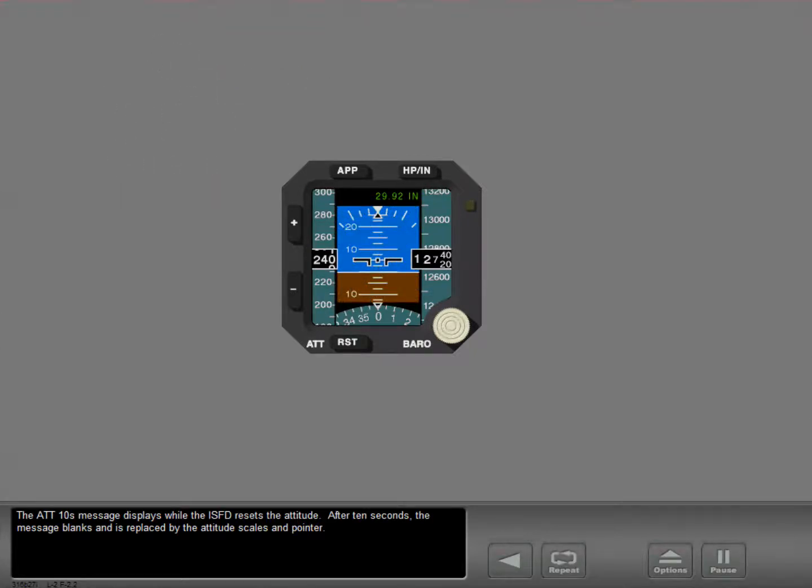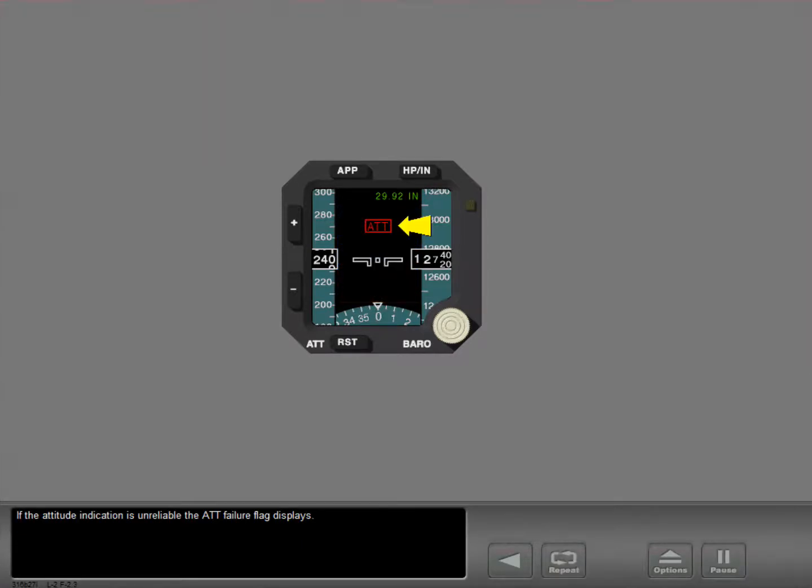The attitude 10-second message displays while the ISFD resets the attitude. After 10 seconds, the message blanks and is replaced by the attitude scales and pointer. If the attitude indication is unreliable, the attitude failure flag displays.